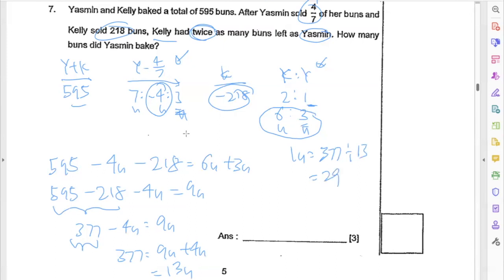Now, what's the question? How many buns did Yasmin bake? So where you look at the question, where is Yasmin? This is Yasmin, 7 units, starting at first. So it's 29 times 7 units, and that gives you 203. All right, let's continue with the next question. This question is slightly difficult. Let's continue.